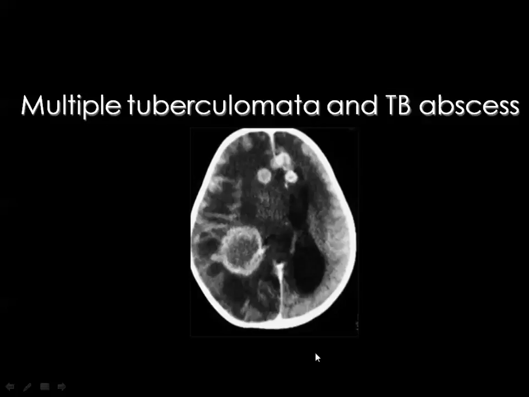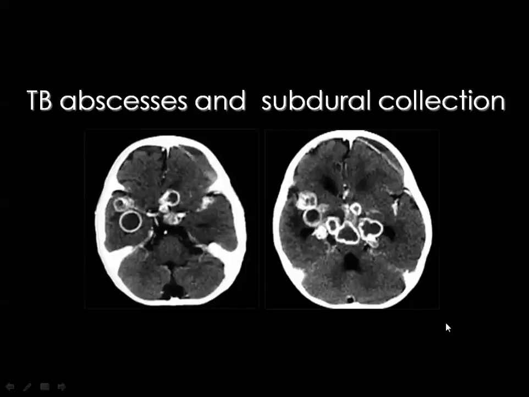As I have mentioned, whenever the tuberculoma is sizable and it contains a central hypodensity, then you consider it a tuberculous abscess. This is the original or classic tuberculoma, and here is an example of a tuberculous abscess. And this is also an example of tuberculous abscesses.